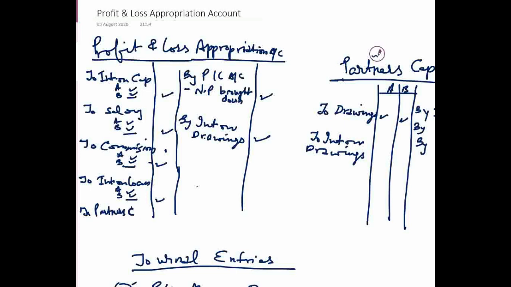Partners' capital. In the end, we will have to balance this account. Of course, this is the balancing figure, which is called the share of profit distributed among the partners in the agreed ratio. So our P&L appropriation account gets closed.